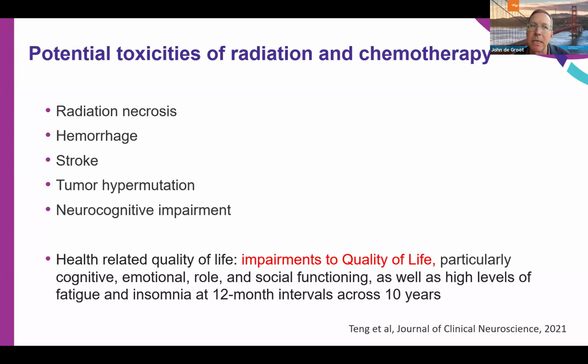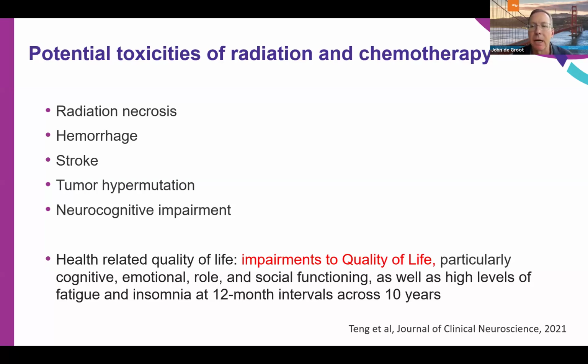Some of the things that we see very commonly are radiation necrosis, which can also cause really quite significant neurologic impairment. We see hemorrhage over time. We know that there can be what we call a vasculopathy. The vasculature becomes abnormal, and it can close off, or it can spontaneously bust and cause either a hemorrhage or a stroke. Some of our treatments, such as temozolomide, can cause hypermutation, which could potentially change the biology of the tumor. And then we also know that some of these therapies can cause neurocognitive changes.